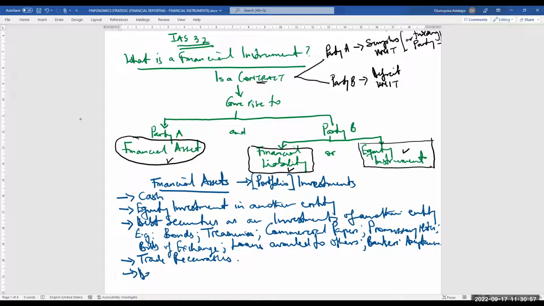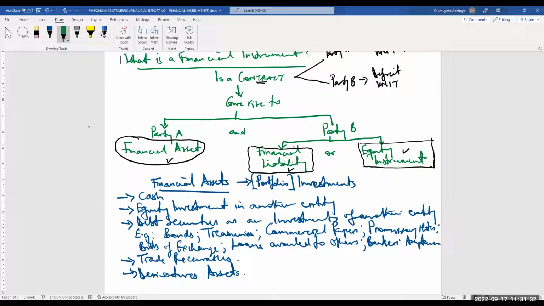And I'll close it out with derivatives, but I'll qualify it: derivative assets. Which means whenever you have any or a combination of these, we will more or less see it as financial assets. Okay. Now, as opposed to that, what are financial liabilities?